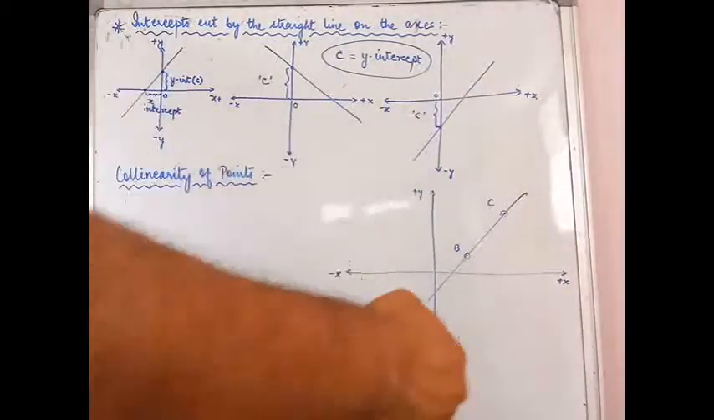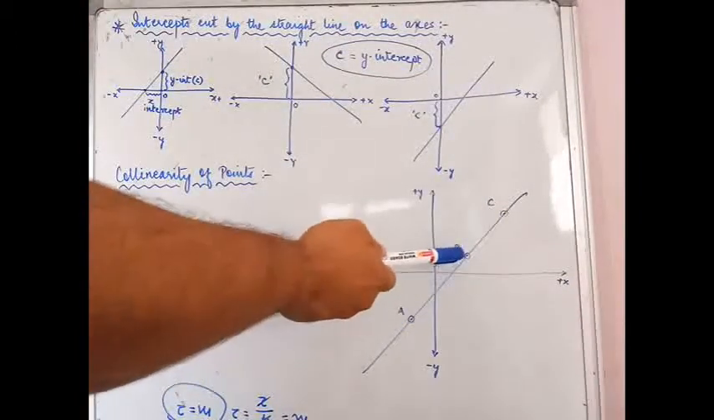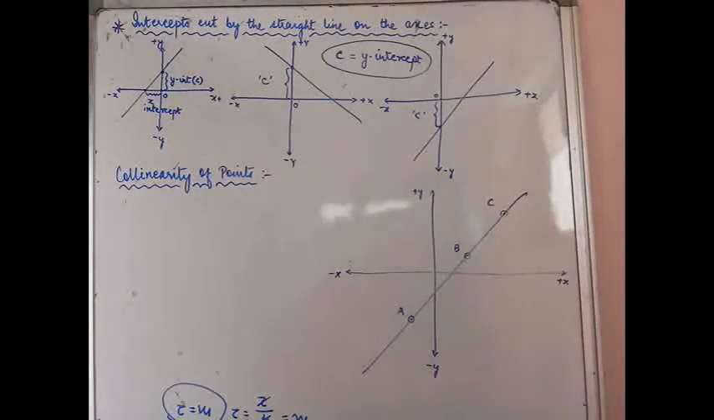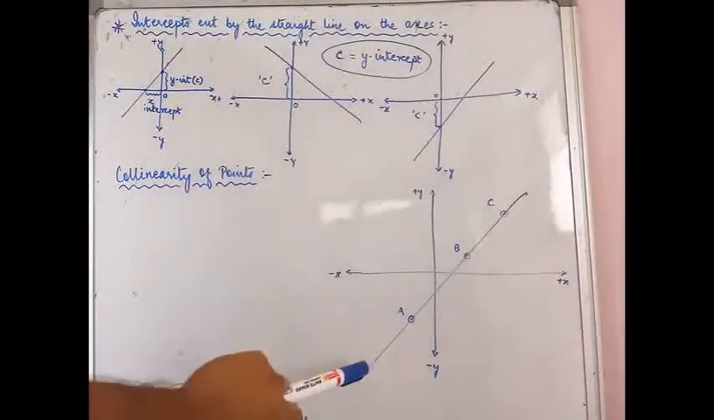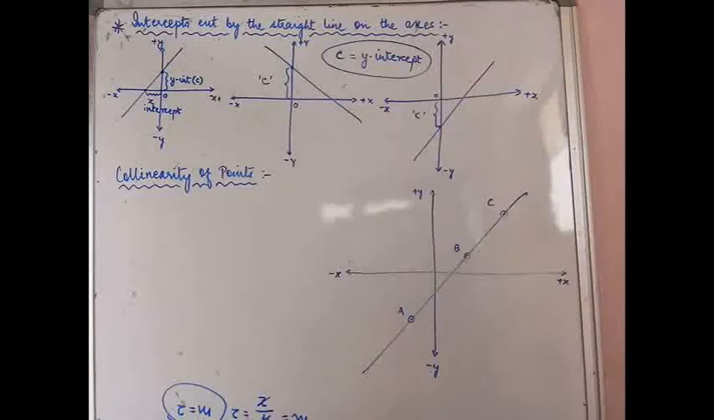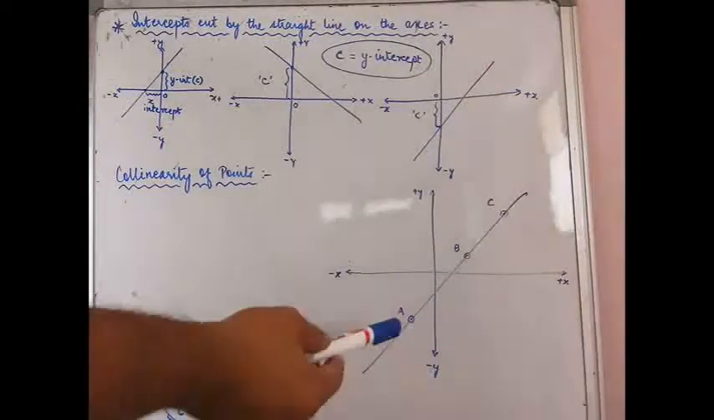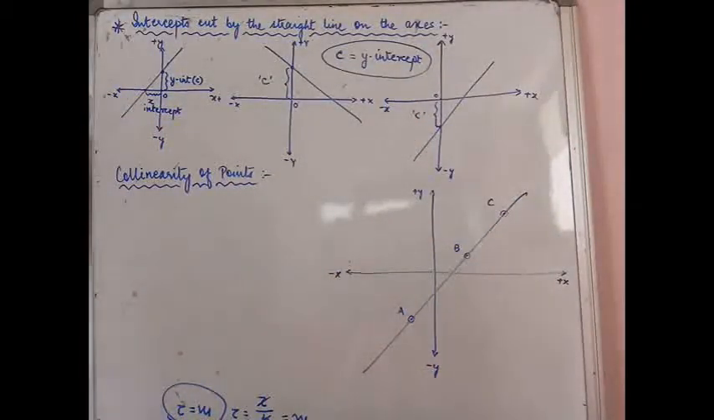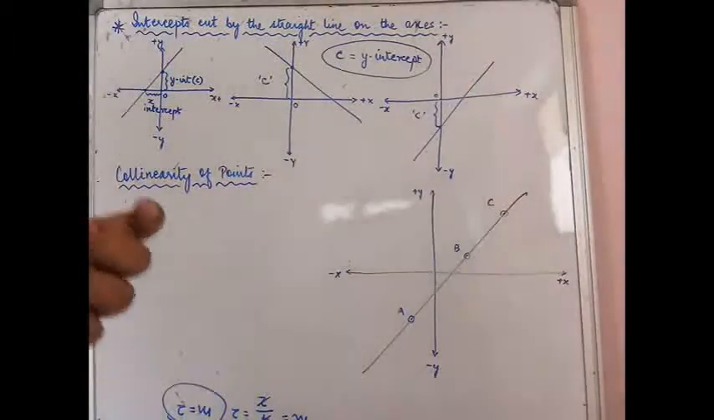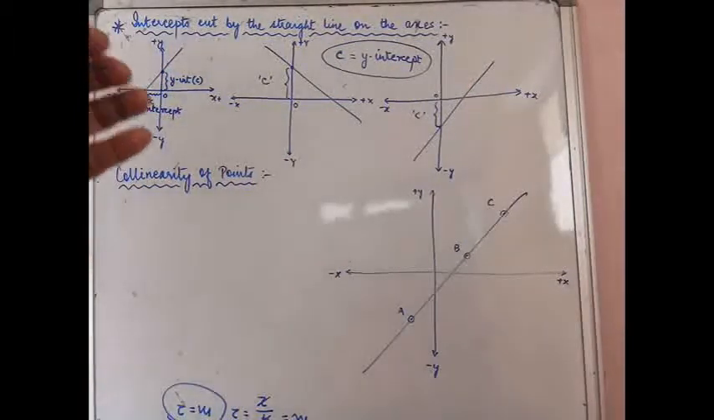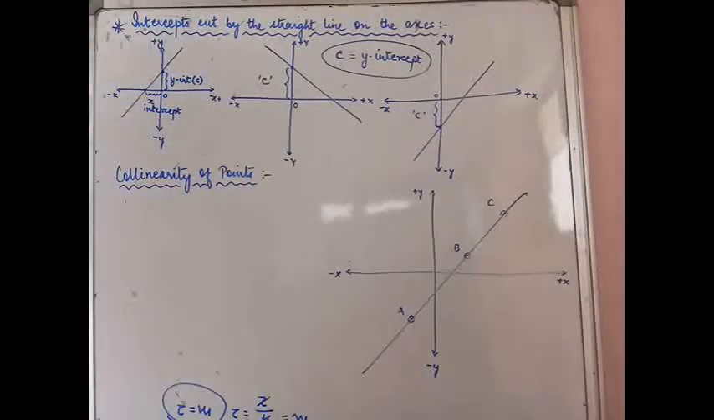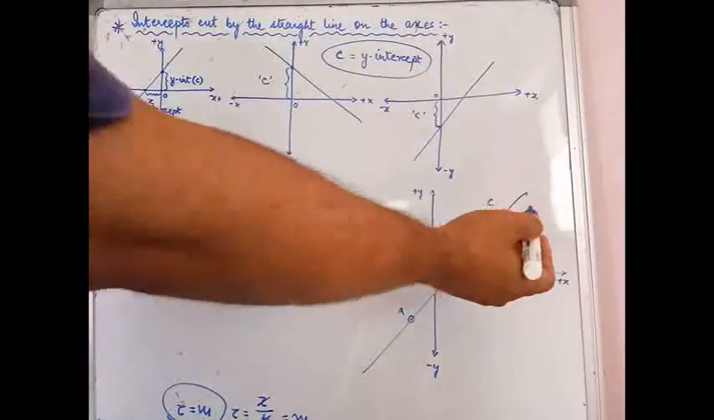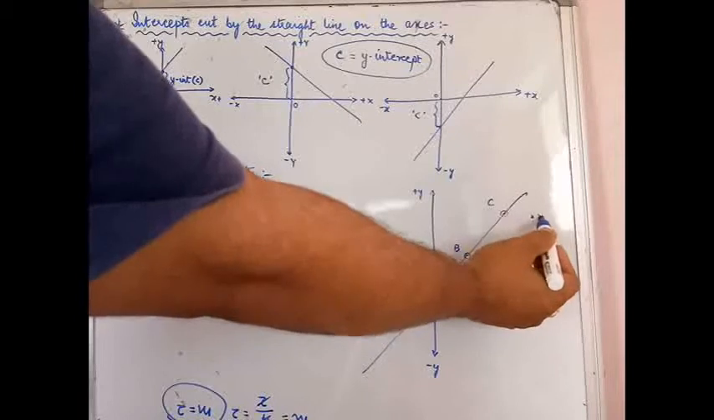Let us have a look at this particular diagram. There are 3 points A, B and C given to you. If we join these 3 points with a ruler, we find that all these 3 points are lying on the same straight line. As you can see, there is a single straight line that is passing through all these 3 points. So such points are known as collinear points. C-O-L-L-I-N-E-A-R. Collinear points.